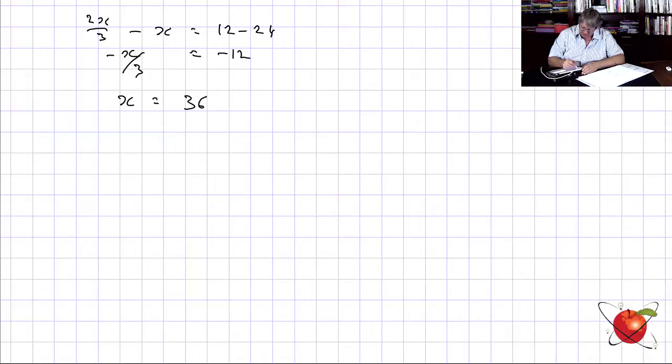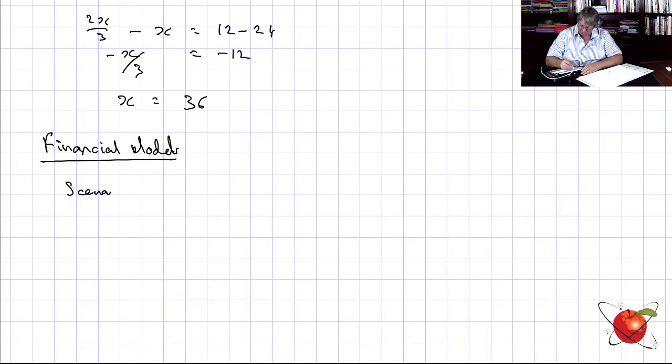Generally, our financial models look like this. We put our scenario down. Usually, we have an A and a B. These are products.